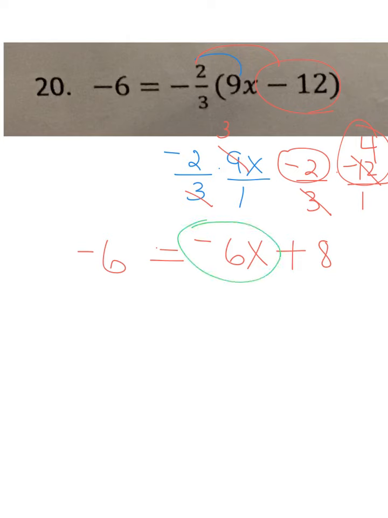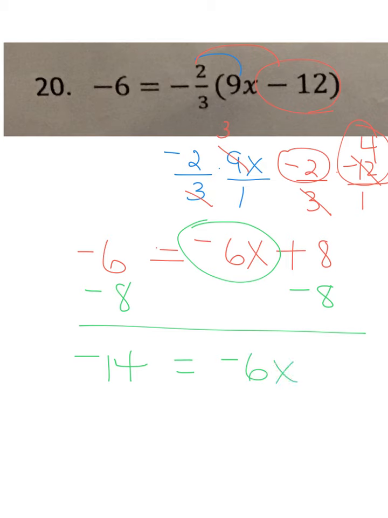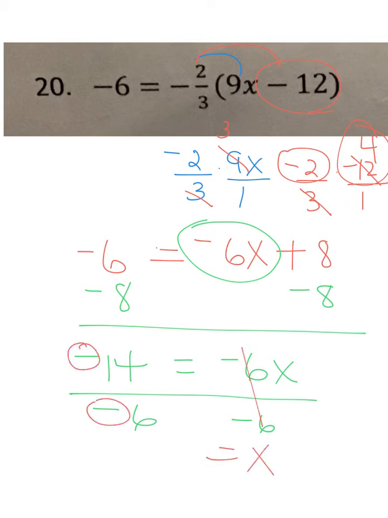I'm going to circle my x so I know I want to get it by itself. So I'm going to subtract 8 from both sides. I get negative 14 equals negative 6x. Divide by negative 6 on both sides. X is, 2 negatives make a positive, and 14 and 6 divide by 2, so I get an answer of 7/3.